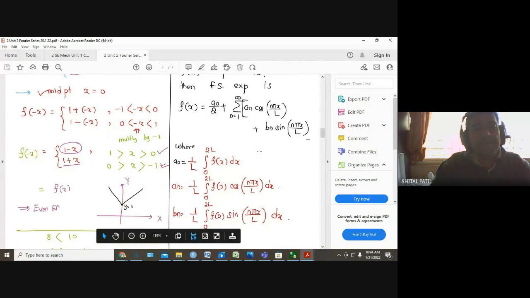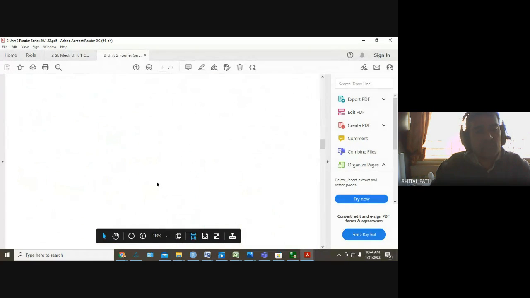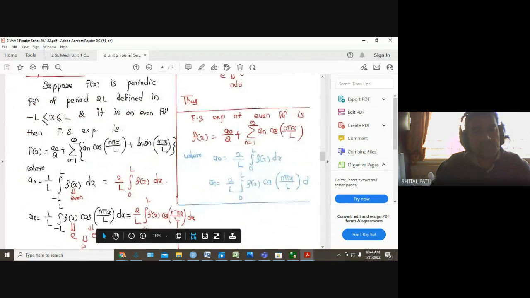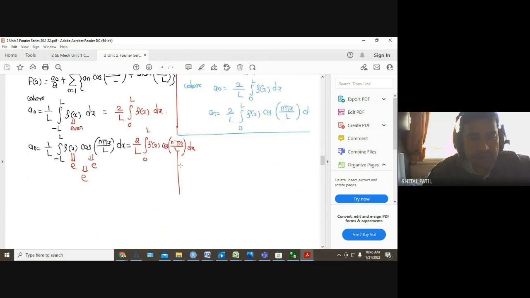Then we learned what the Fourier series is, and then we obtained the Fourier series for an even function. The Fourier series expansion of a function f of x, which is even and defined from minus L to L, is f of x equals a naught by 2 plus summation a n cos of n pi x divided by L, where a naught is 2 by L, integration from 0 to L f of x dx, whereas a n equals 2 by L, integration from 0 to L f of x cos of n pi x divided by L dx. The x is not evident here, it should be there.